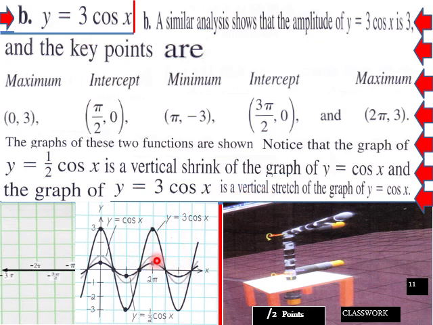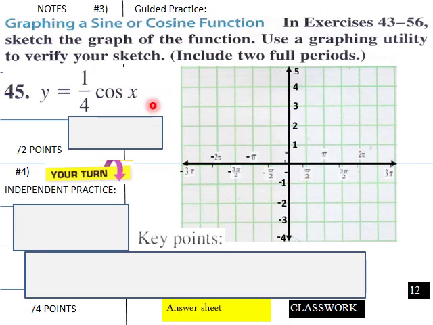So they call this a stretch. From this here, it's a vertical stretch, not a horizontal, but a vertical stretch to the graph of y equals cosine x. So let's go into an example here.